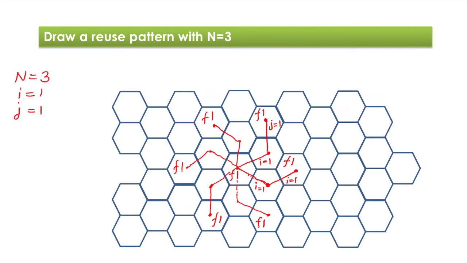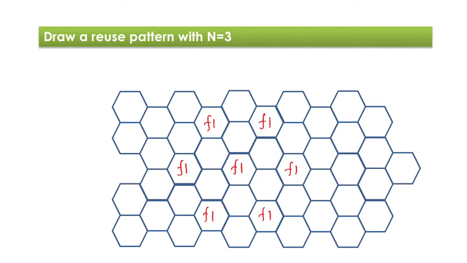So here you can see this frequency f1 can be placed in this cell, this cell, this cell, here and here. So all these cells are known as co-channel cells. Since n equal to 3, we will have 3 frequencies or 3 groups of frequencies in a repeating pattern.